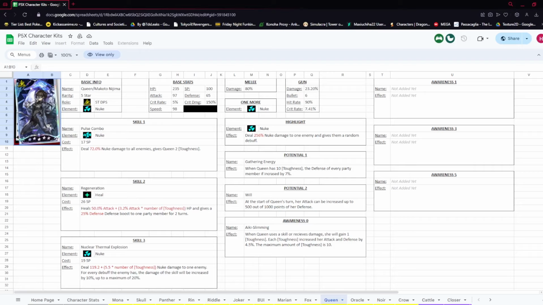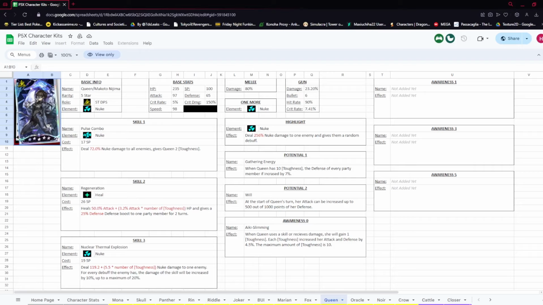So let's go ahead and talk about the passive first, which is Awareness Zero, called Aiki Slimming, in which whenever Queen is using a skill or receives damage, she will gain one toughness. Each toughness will increase her attack and defense by 4.5%, and the max amount of toughness is 10. As you can see, with the first skill, she gives herself 2 toughness, plus the Awareness Zero, which gives her an extra toughness. So 3 in the one turn.